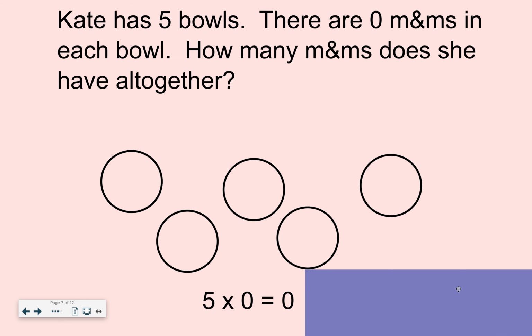If I think about what multiplication problem this would be, it's 5 groups of 0. I have 5 groups. There are 0 in a group. That means I have 0 of whatever unit I'm talking about. 5 times 0 is 0.